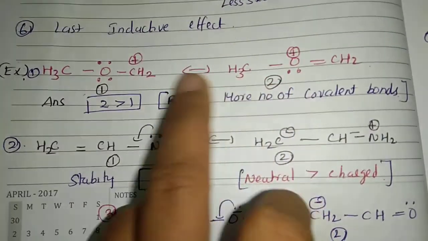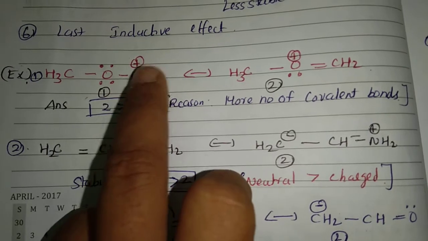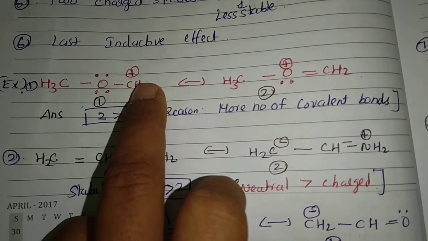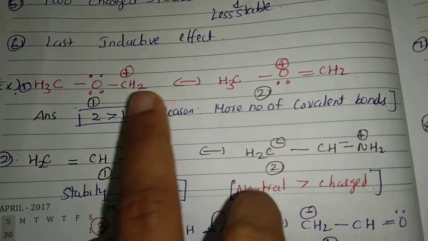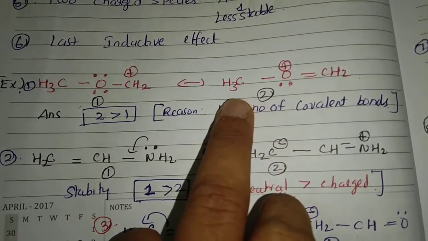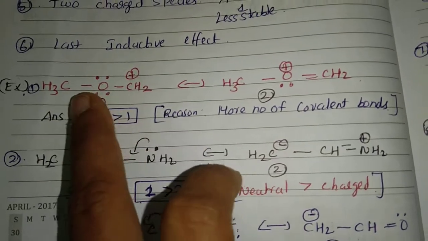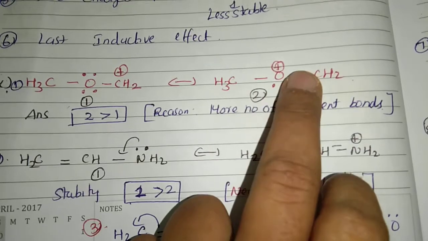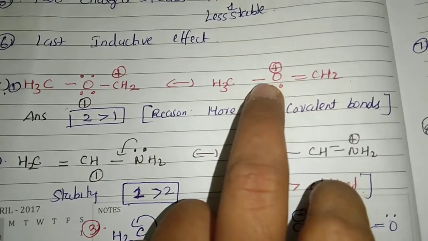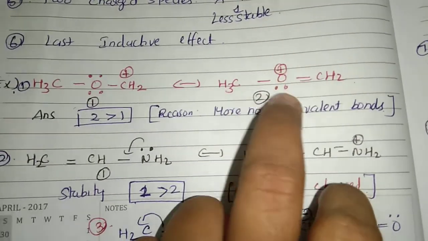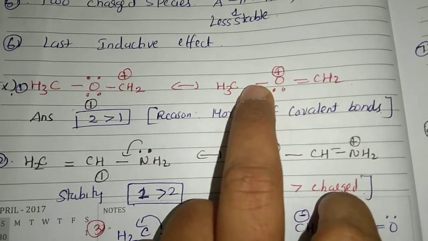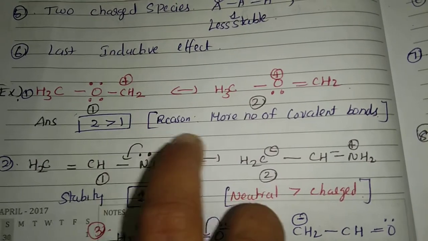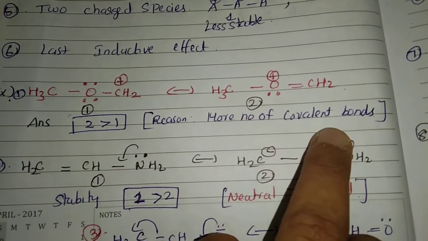These are the examples. This is structure 1, and here structure 2. In these you have to count the number of covalent bonds. In structure 1 it is 1, 2, but in structure 2 it is 1, 2, 3. So this structure has more covalent bonds, so 2 is more stable than 1. Reason: more number of covalent bonds.